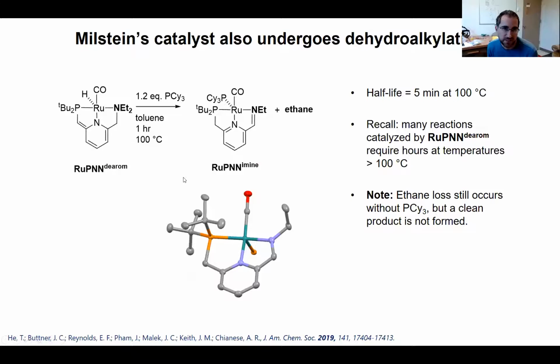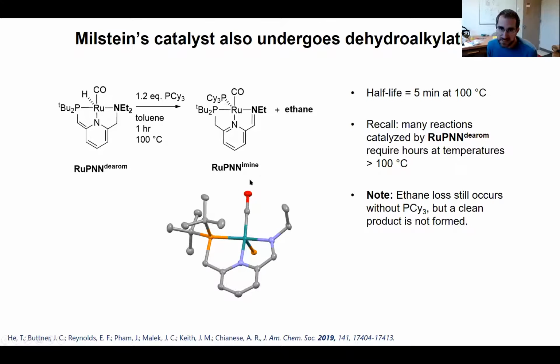So since Milstein's catalyst is very structurally analogous to ours, we wondered if this dehydroalkylation reaction would happen with that catalyst as well. And in fact, it does. If we heat the commercially available dearomatized complex to 100 degrees in toluene, also adding tricyclohexylphosphine to trap the ruthenium 0 product, then we get clean formation of this imine complex, this ruthenium 0 complex, which we call Ru-PNN imine. And then ethane is released from the molecule.